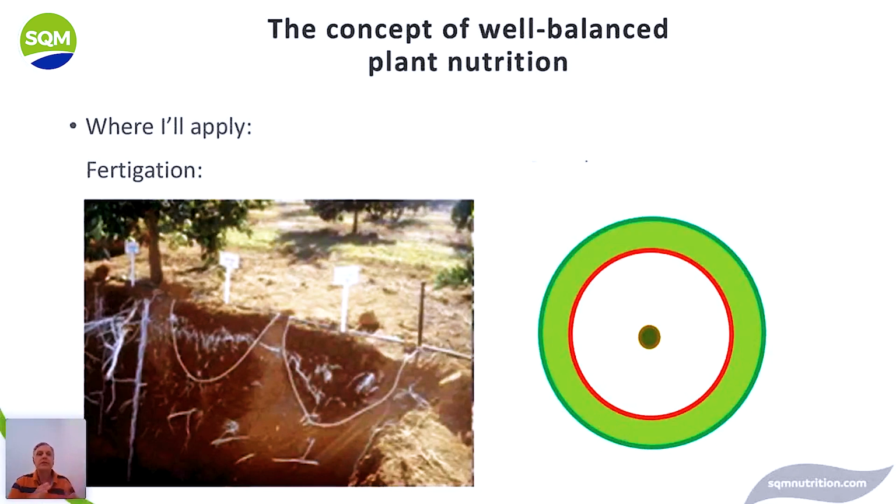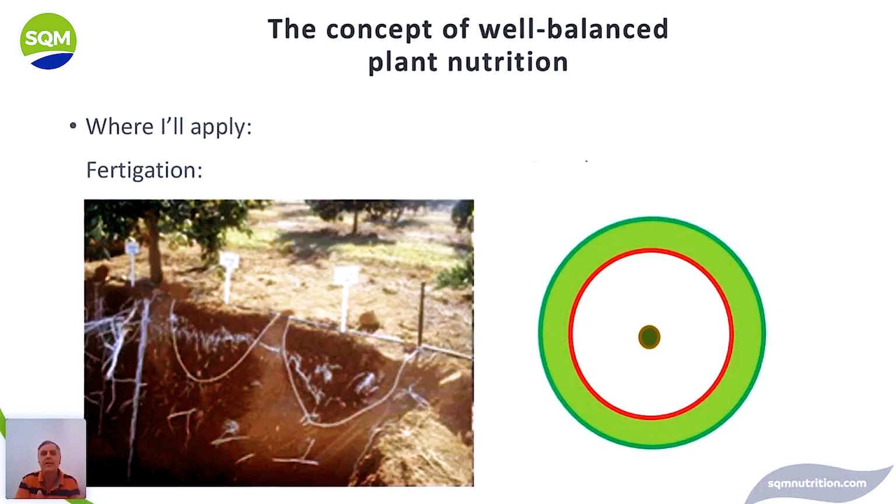Now, the second point is where I apply. Well, the basic answer to this question is we need to apply the minerals, the nutrients, where the roots are. And this is different according to the system. For example, if you work with fertigation, normally the roots are on the wet bulb where we have the humidity. That's quite simple, because if I use fertigation, automatically the nutrients will go together with the irrigation water, and then will be present on the root zone.